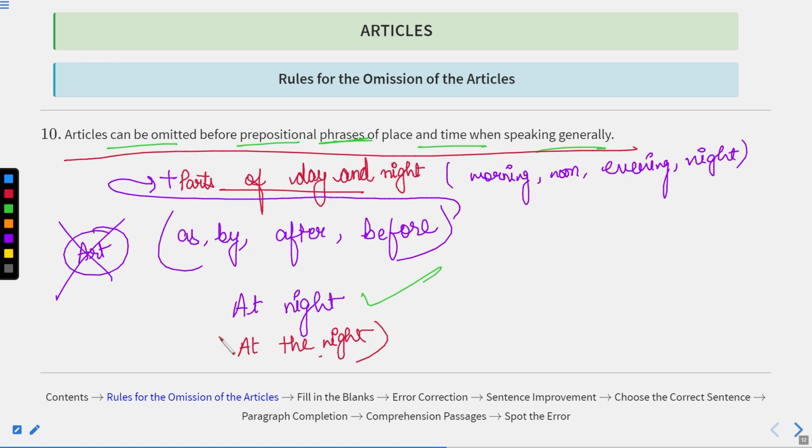Okay, if there is any other preposition we can use. Okay, we can use at the night, this is incorrect. If I say in the night, that is correct. Okay, because here the preposition is something else. Okay, I have not used at, I have used in, so this one is correct.